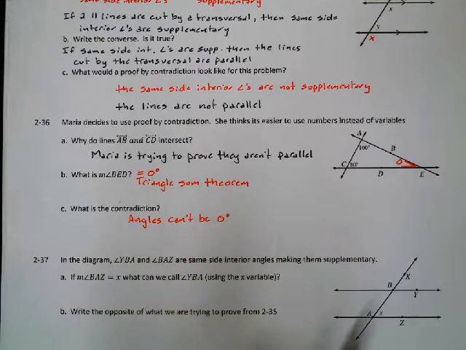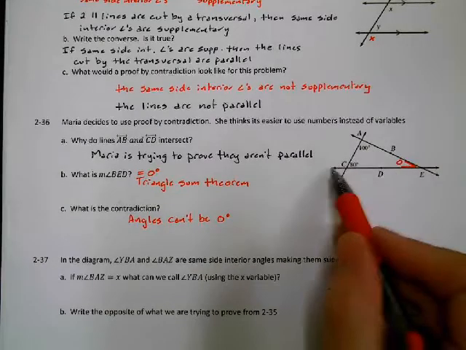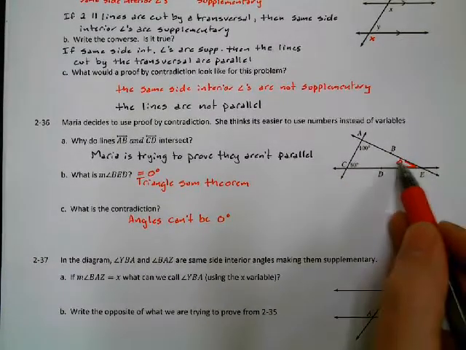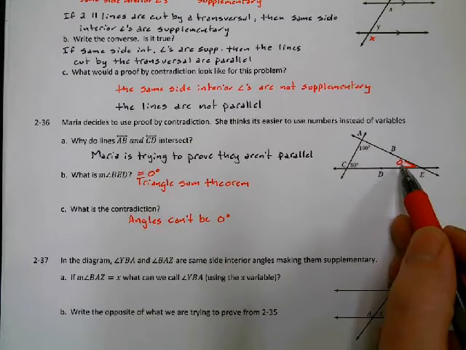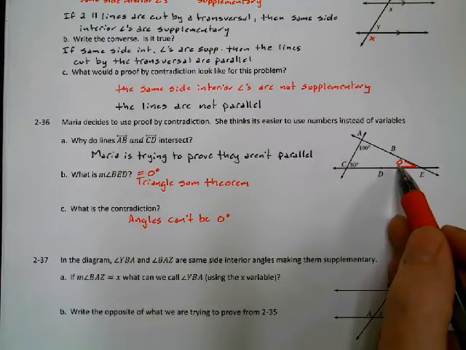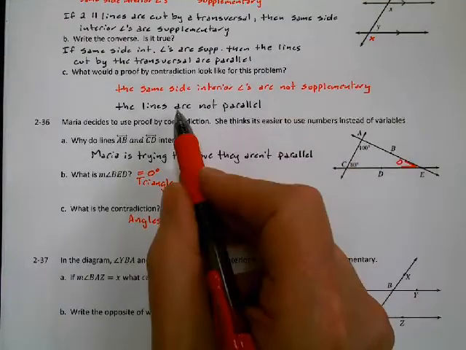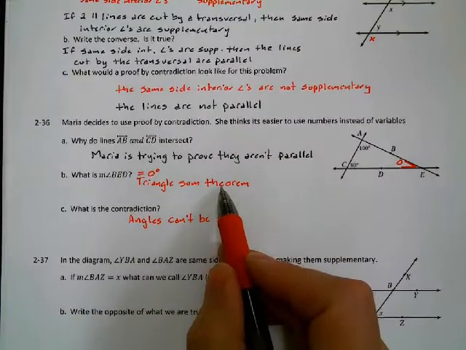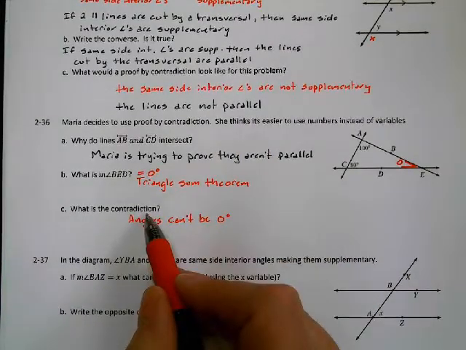So since we can't have a 0 degree angle, this proves that these can't not be parallel. They have to be parallel because otherwise we would get 0 here. That's our contradiction. So that's why it's called proof by contradiction. You try to prove the opposite, work it out, show that it doesn't work. That's your contradiction. And therefore, what you were trying to prove the whole time was true.